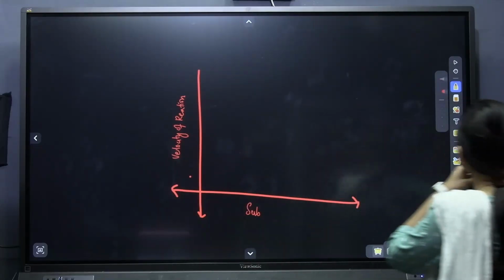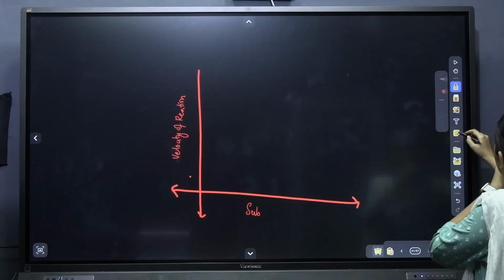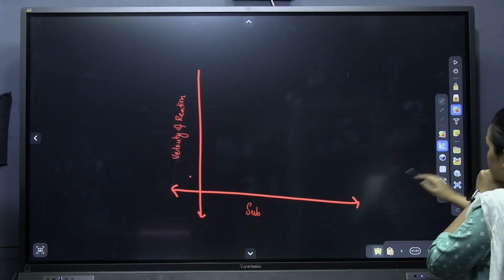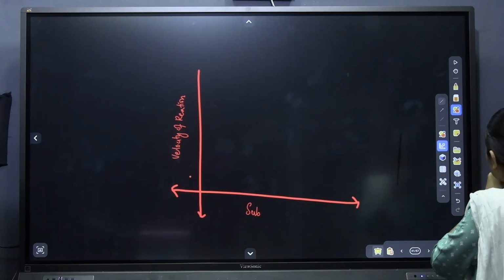But why can I draw the graph here? Where is that? Black.